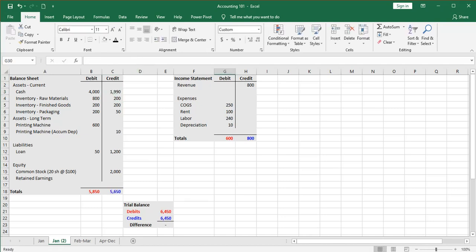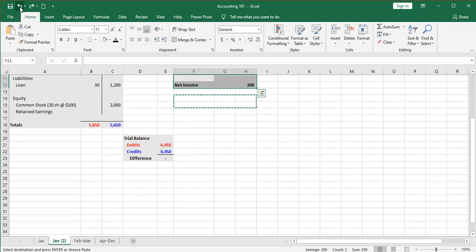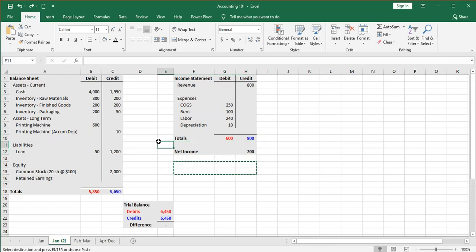So we've completed our business operations and accounting entries for our first month of January. There's 2 things I'd like to point out. Our debits and credits are equal, so that's looking good. And I'm going to add a section here to our income statement.